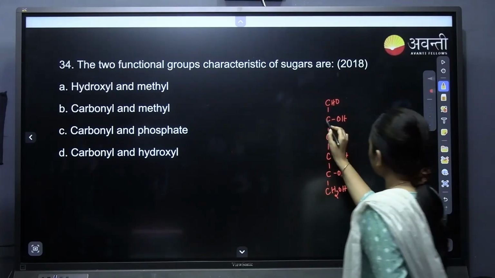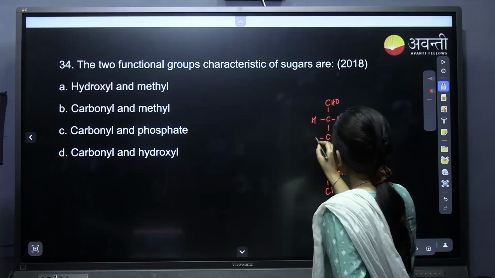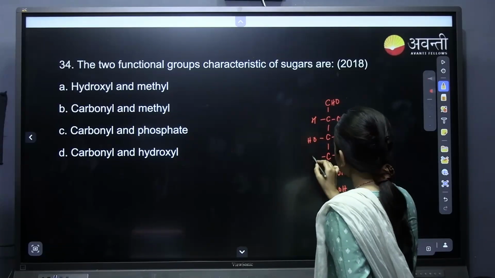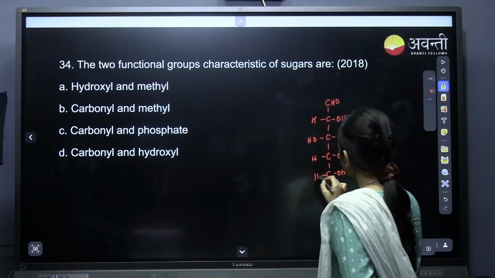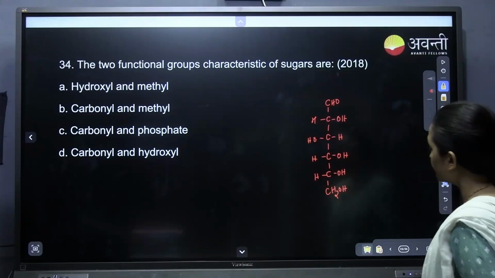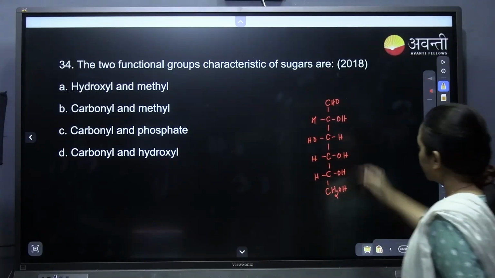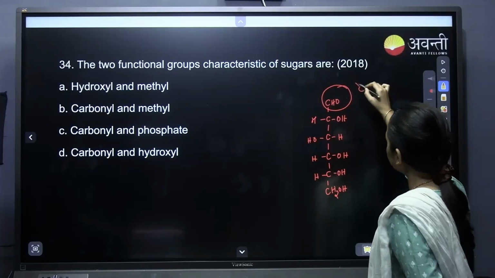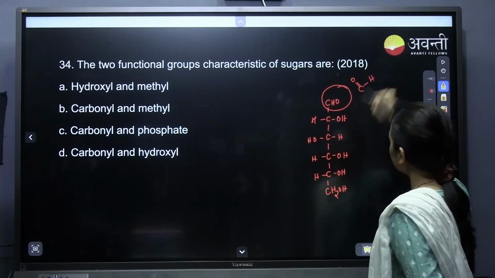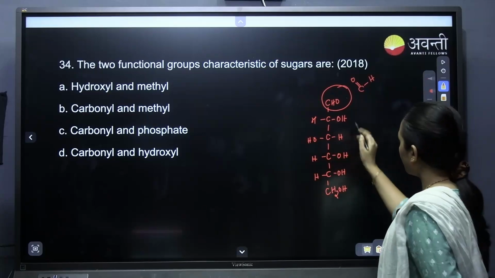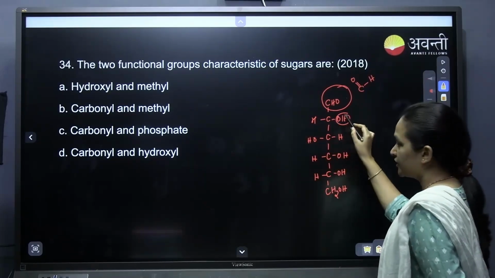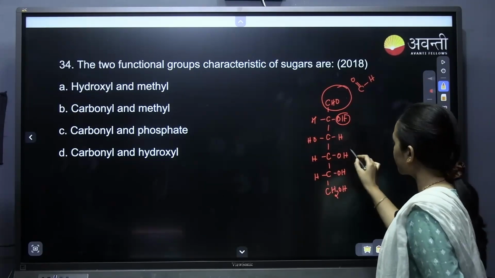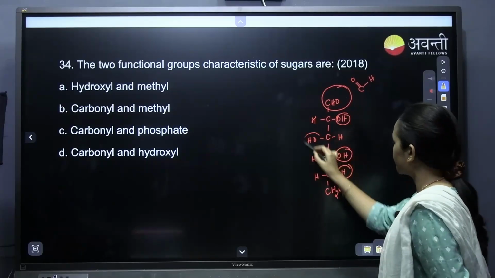CH2OH. So here, balancing. Two functional groups: one should be this carbonyl group. The CHO we can write as C double bond O and H, right? It's the aldehyde group. And the other functional group is this hydroxyl group.